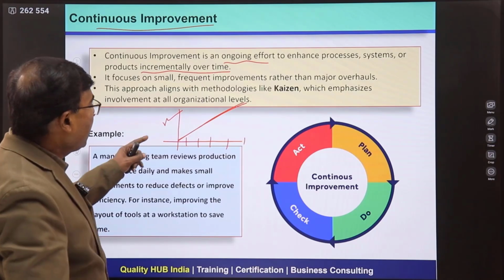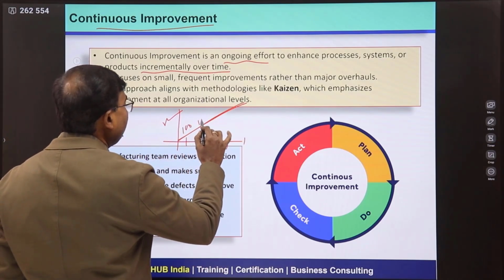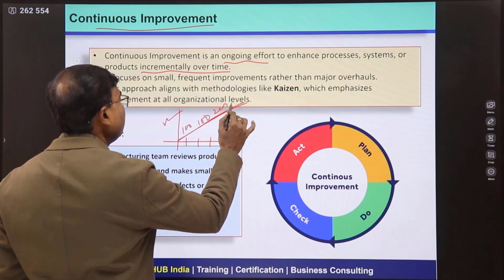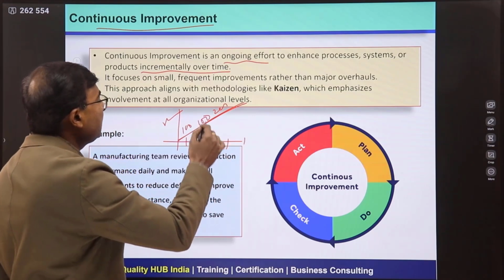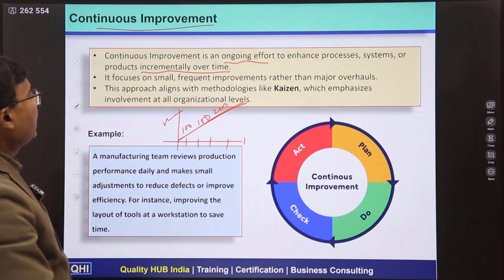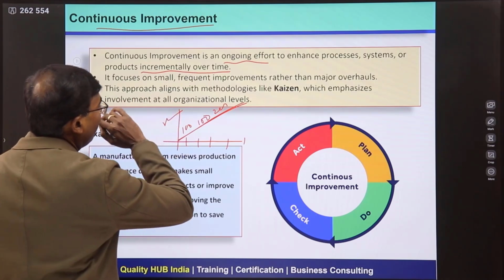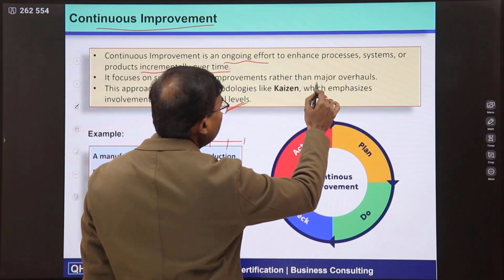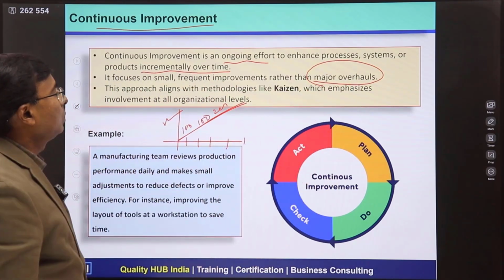It could be in a straight line. So every month from 100 per shift you have gone to 150 per shift, then 200 per shift, then 300 per shift. So it is continuously improving month on month. This is a recurring improvement. That's why it is called continuous improvement. It focuses on small, frequent improvements rather than a major overhaul. So a major overhaul is not done in continuous improvement.